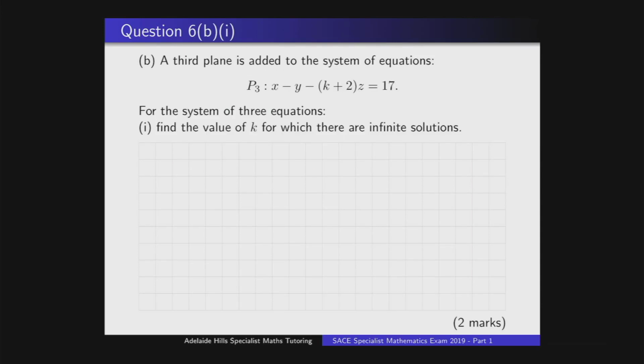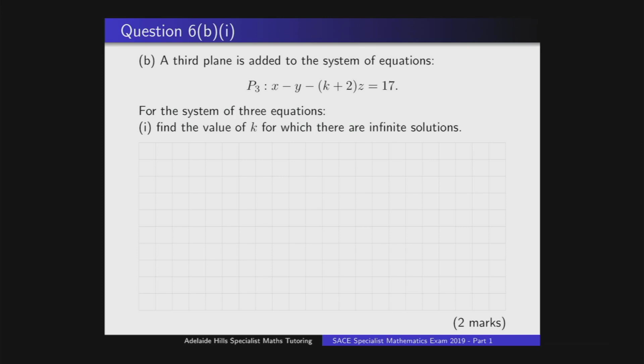Okay, so now part B, we're going to talk about a third plane. So a third plane's been added to the system. It's called P3, and it has a coefficient of the x parameter is 1, the y parameter is minus 1, and the z parameter is minus k plus 2. And what we're asked for is to find a value of k for which there are infinite number of solutions.